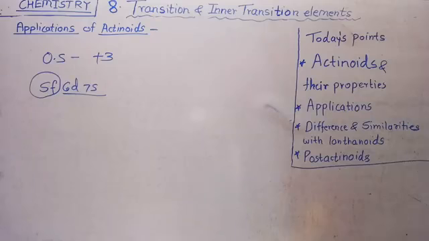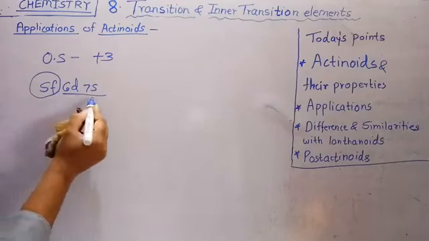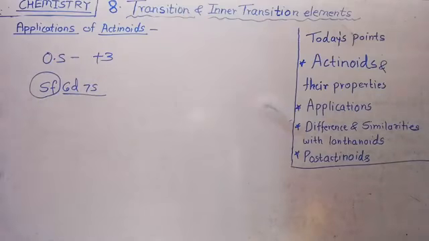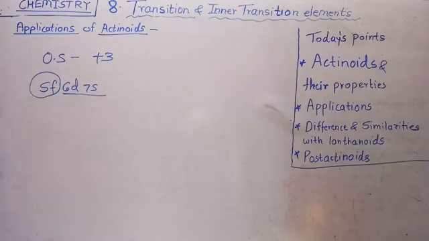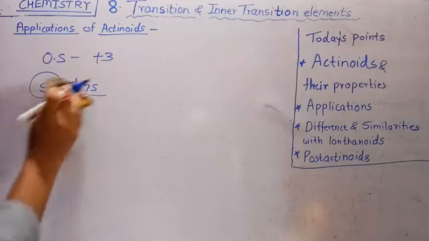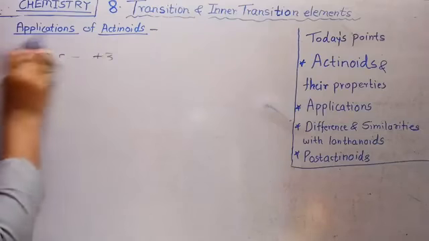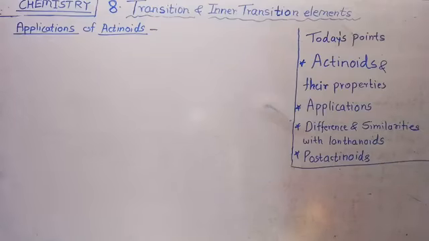Right? They have a tendency to show variable oxidation states. But lanthanoids do not show variable oxidation states. Actinoids have a tendency to show variable oxidation states because all these 3 valence orbitals are much closer to one another. There is a shifting of electrons from one orbital to the other. Then the next point of this lecture is applications of actinoids.